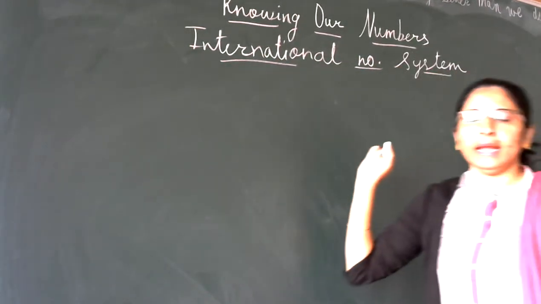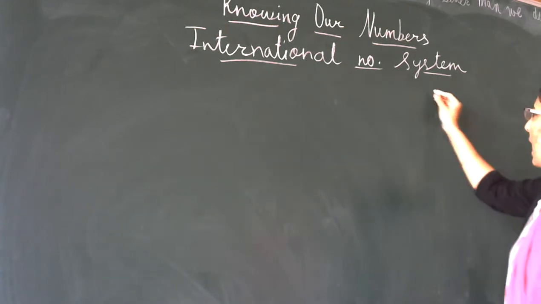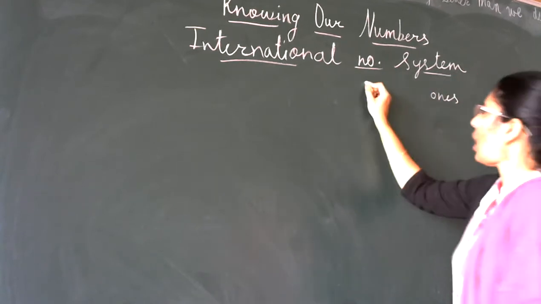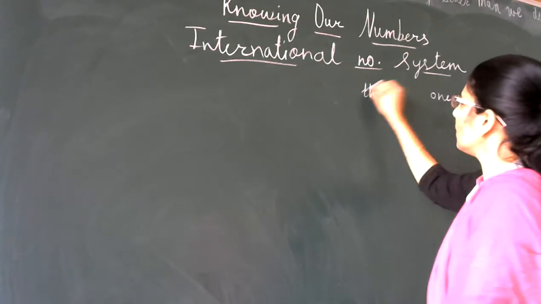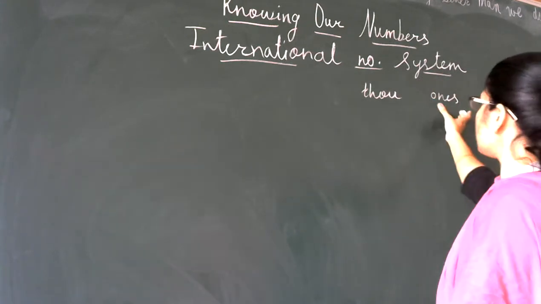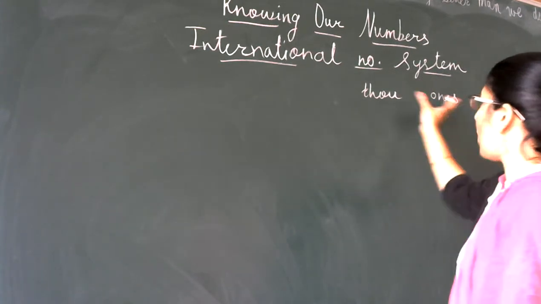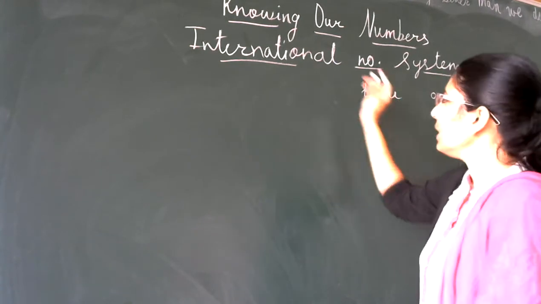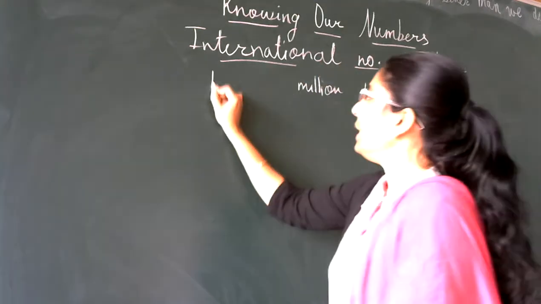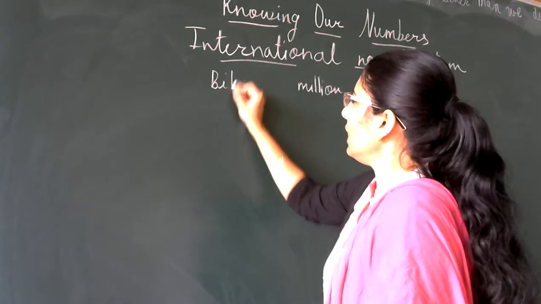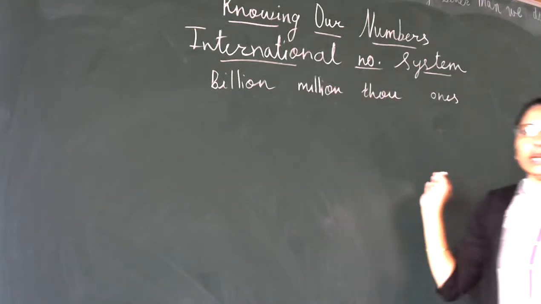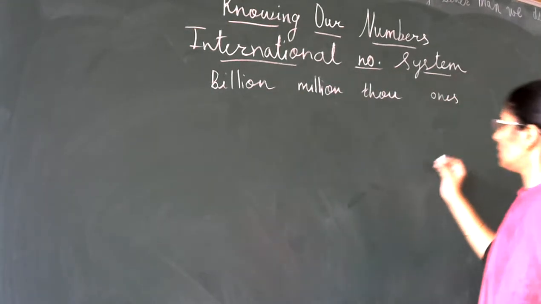So here, the international number system also has periods: ones period, thousands period. Here, lakh, crore and arab are not there. In the international number system we have ones period, thousand period, then million and billion. These two new periods are there in the international number system.